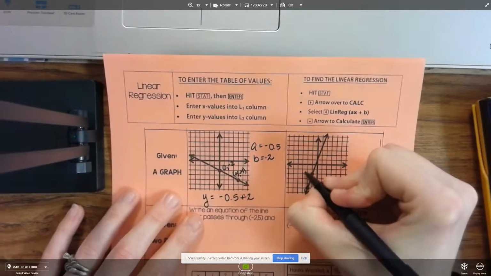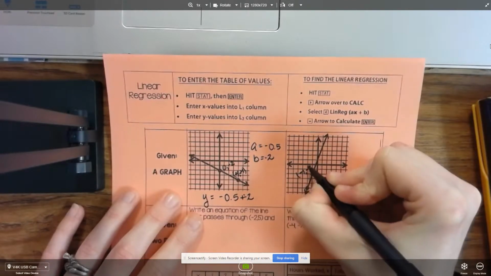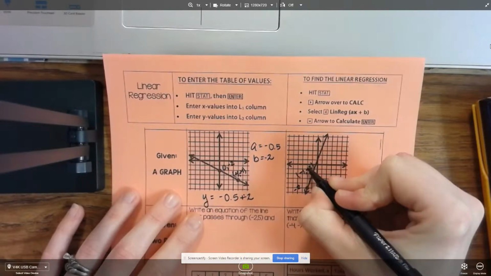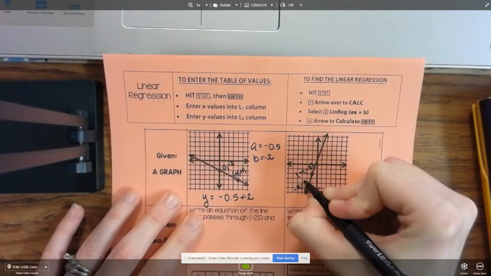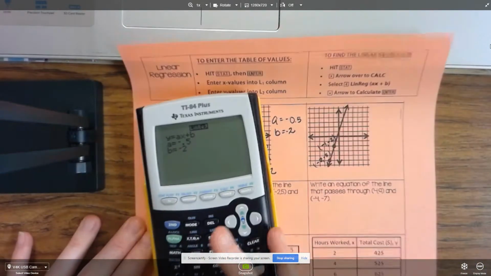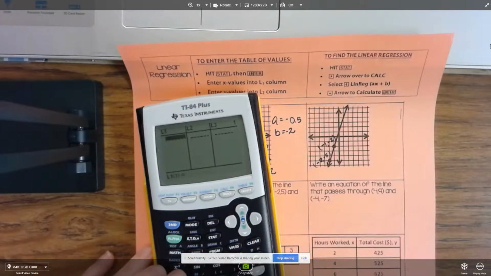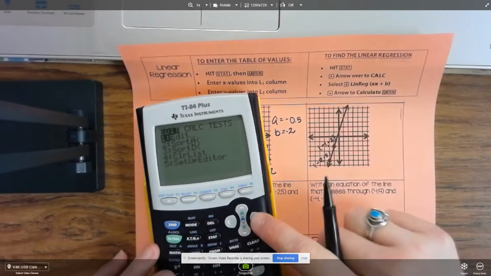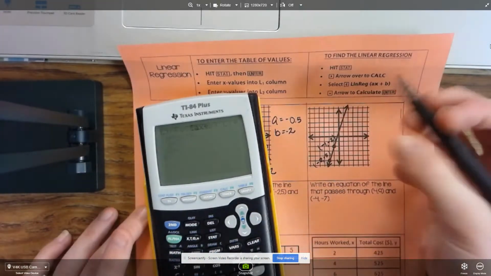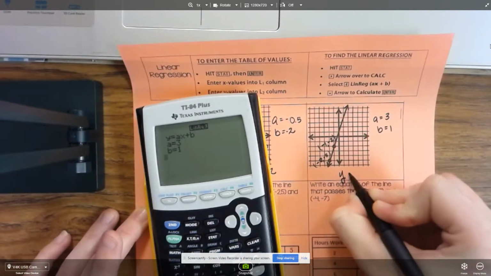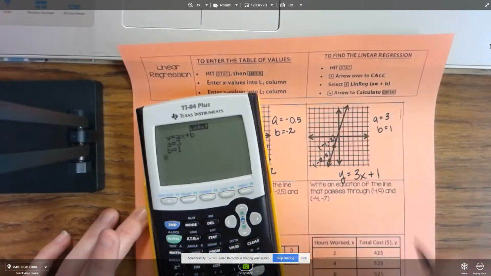All right, same thing here. We've got -1 and then down 2, so (-1, -2). And then here we've got -2, and then we went down 2, 3, 4, 5. So our x's are -1 and -2, our y's are -2 and -5. Stat calc 4. My a is 3, my b is 1. So my equation would be y equals 3x plus 1.